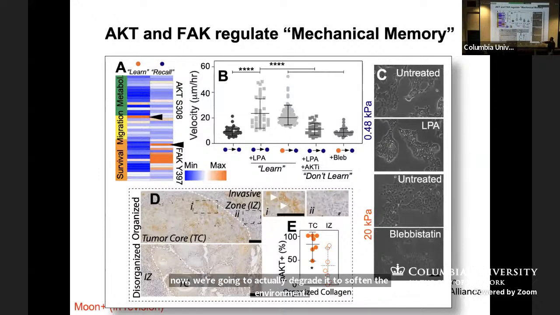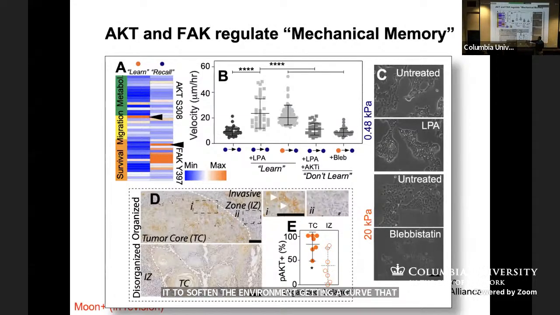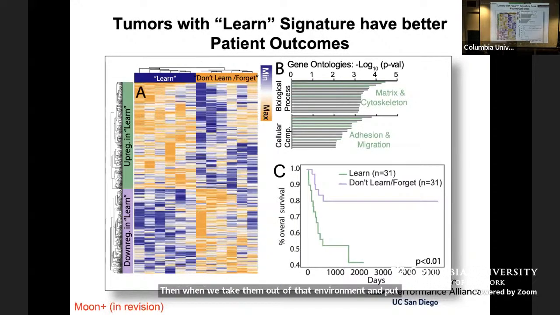And we validated that all of this is actually what happens similarly in tumors. If you look at the tumor core of all of these oral squamous cell carcinoma patients, they have really high expression of phospho-AKT. And once you get out into the invasive zone around the cells, that phospho-AKT drops. I'm not showing it here, but the focal adhesion kinase goes up. So it seems like there's a switch-like behavior.